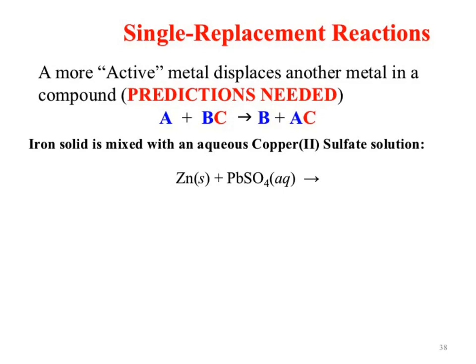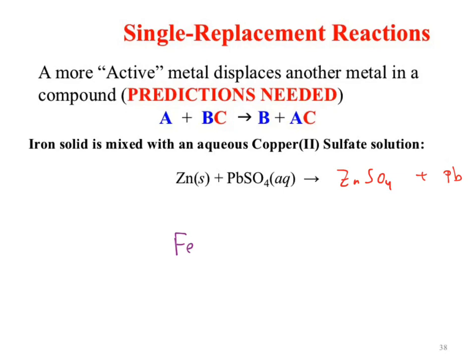Okay, let's take a look at two examples. We saw the zinc plus lead to sulfate. Okay, so if we predicted that out, we get zinc sulfate plus lead by itself. Let's take a look at the one written in text right above it.